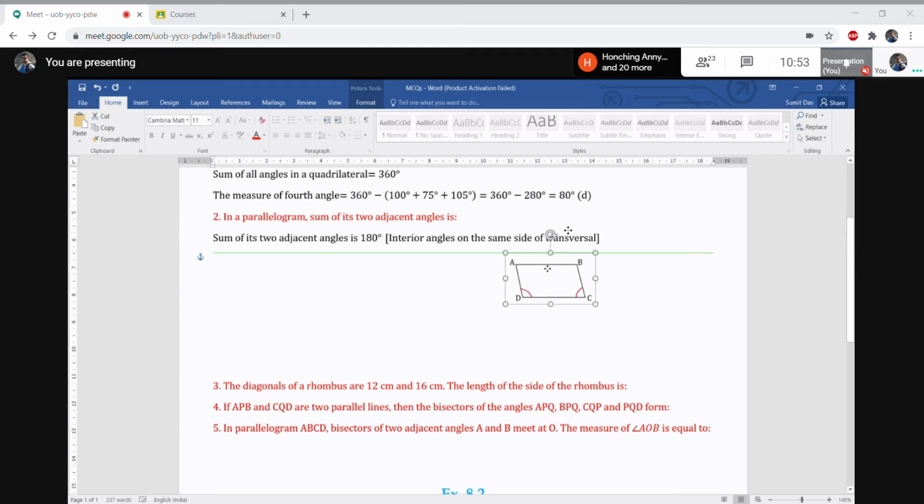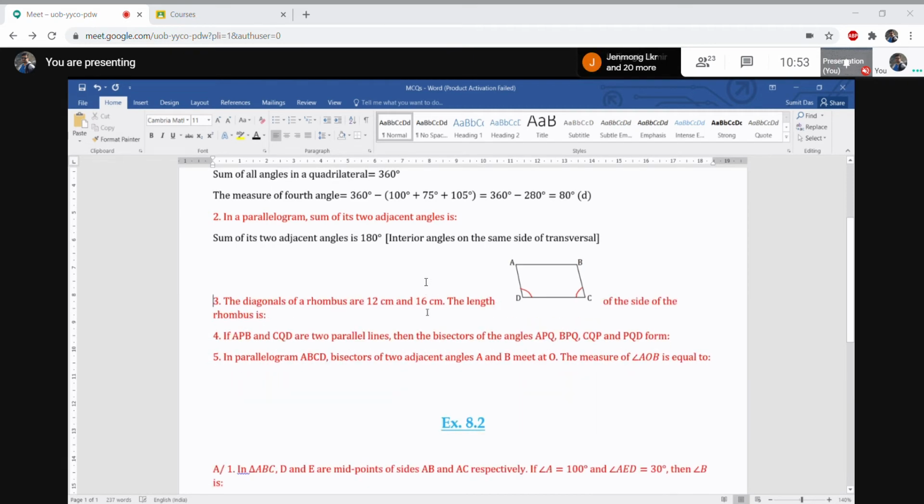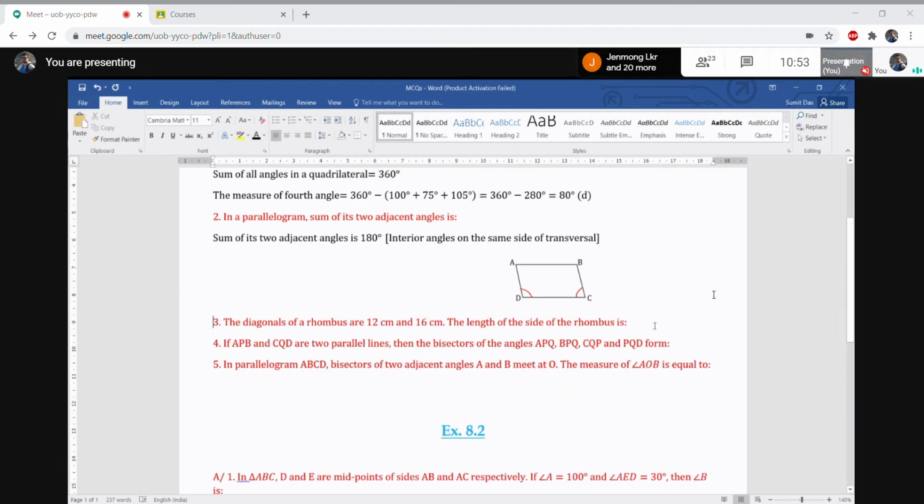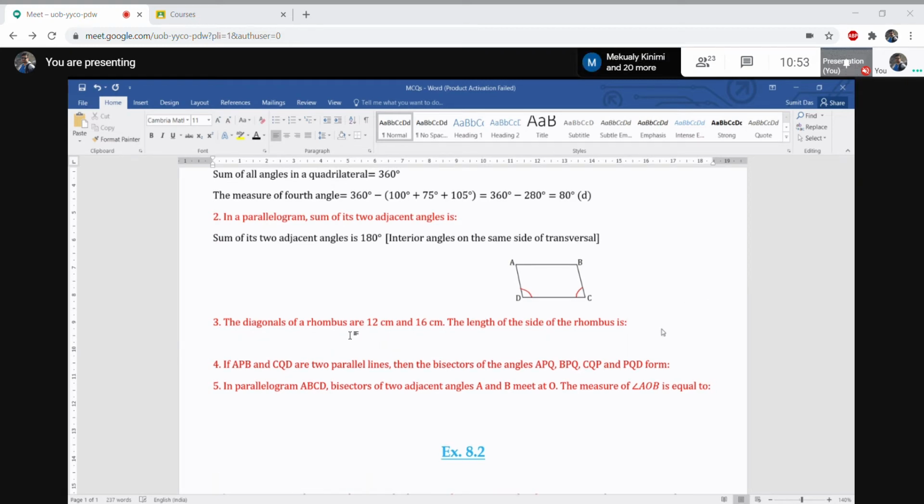Then the next question is saying the diagonals of a rhombus are 12 and 16. Okay, the length of the side of the rhombus. How to find this one? For this one I need to draw one. Just hold on a minute.